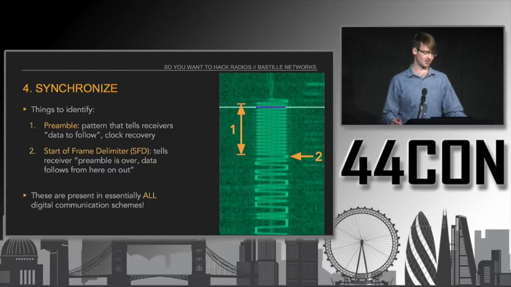But oftentimes the preamble is paired with the start of frame delimiter. The start of frame delimiter is essentially a constant static value that tells the receiver the preamble is over, and everything that follows from here on out is data. So essentially the preamble and the start of frame delimiter are used to get the receiver to synchronize to the transmitter and figure out when to start sampling out those symbols. And some combination of these elements are present in essentially every wireless physical layer. Sometimes you might just have a preamble, sometimes it might just be an SFD. Oftentimes you'll see them both used in conjunction. But there will always be something like this for you to rely on.